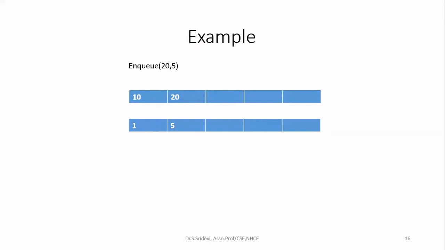So when you get the second element, put it after the first element because it is queue. Queue means first in, first out. Don't put before that. Now I am adding 20 after 10 and 5 is added after 1 in the corresponding priority queue. Now I am going to add 30 and 2. I am not going to check for anything. Simply add it after the previous element. That is after 20, 30 will be added. Then in the priority queue, after 5, 2 will be added.